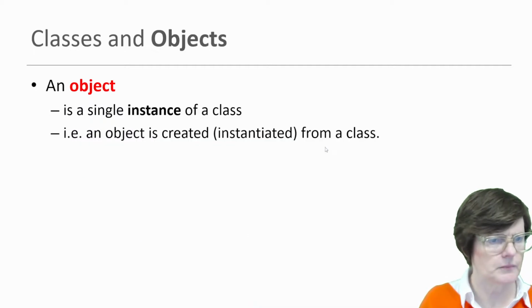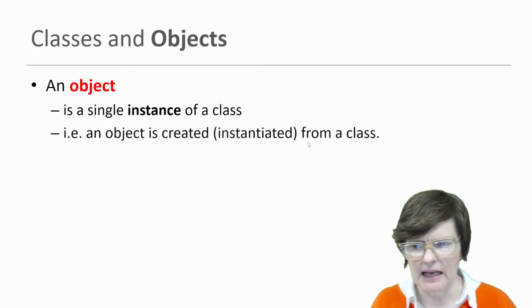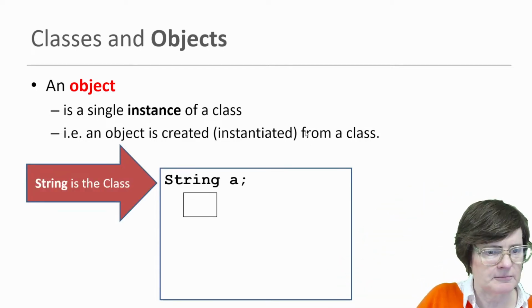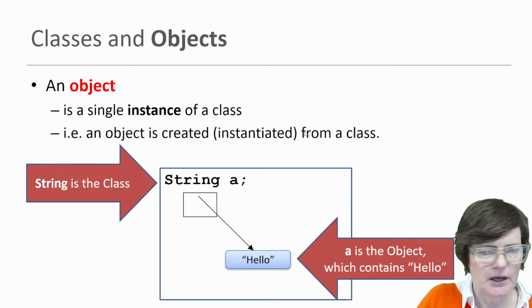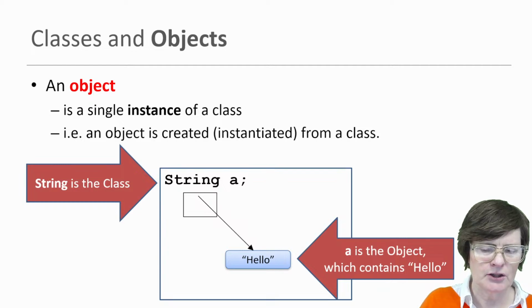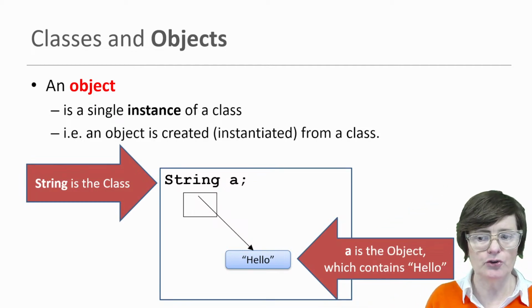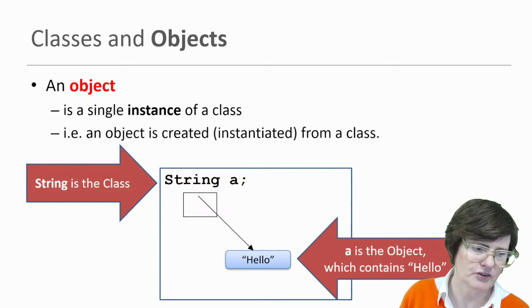So an object is an instance of a class. An object is created from a class. What do we mean by that? If we have a string and we want to have hello in the string, one of the issues is that with an integer, you always know how many bytes it's going to be. With a string, you're not sure how many bytes or how many contiguous areas in memory you need.